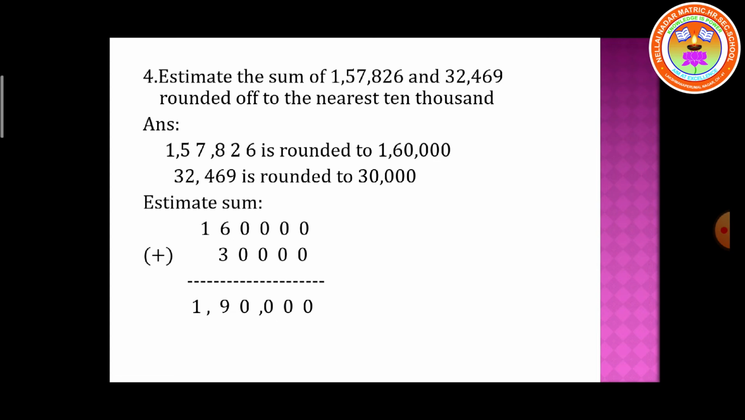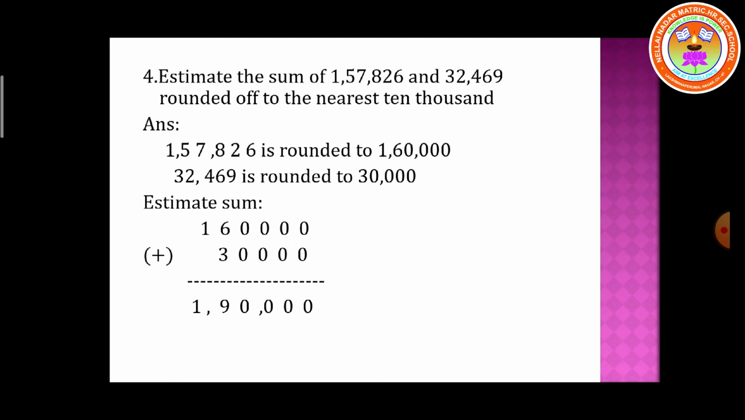See first one, 1,57,826. So you have to round off to what place? 10,000 place. So in the ones place 6, tens place 2, hundreds place 8, and thousands place 7. In the ten-thousands place what do you have now? 5, and in the lakh place 1. Now nearest to the 10,000 place, 1,57,826 is rounded up to 1,60,000. Okay children. Now let us move on to the second thing, that is 32,469, which is rounded up to 30,000.